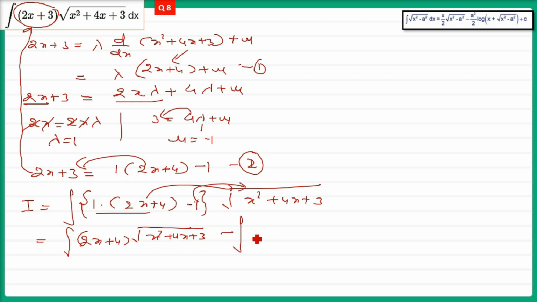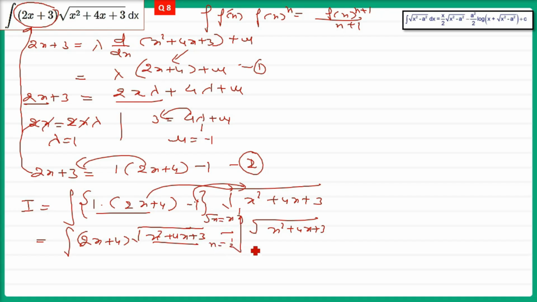So 2x plus 4 into under root x square plus 4x plus 3 is the first multiplication, then the negative 1 is multiplied by under root x square plus 4x plus 3. Now you know that the integration of f dash x, f x to the power n, is f x to the power n plus 1 divided by n plus 1. This is a direct result which we can employ in the first part. We call it I1. Under root x is simply x to the power half, so we have n equals half here.